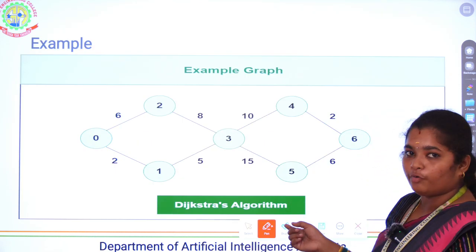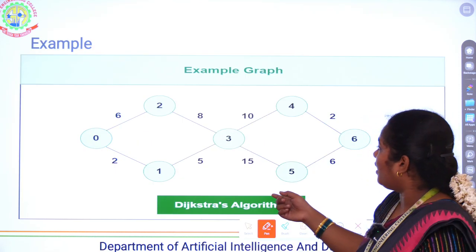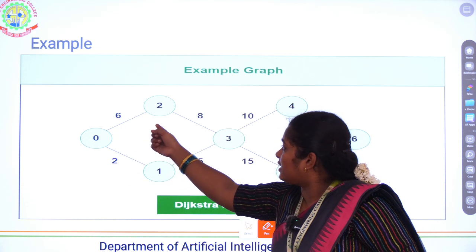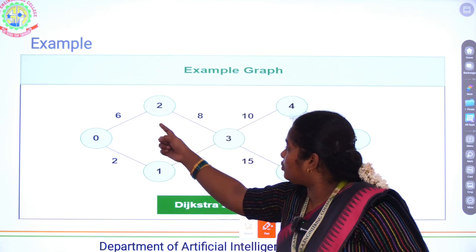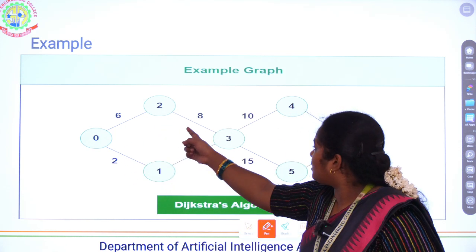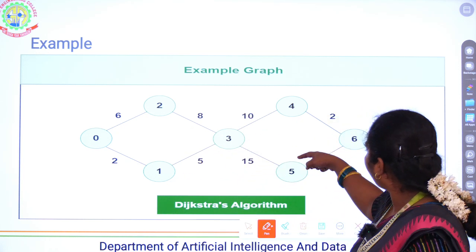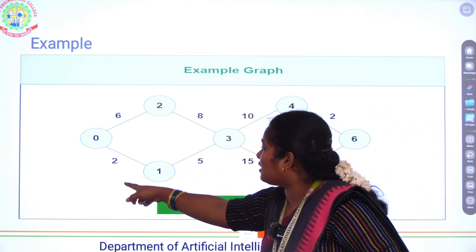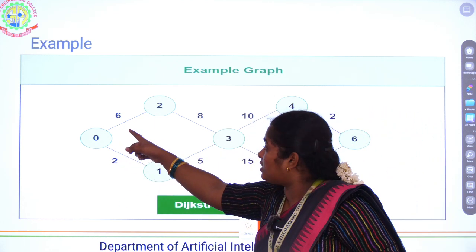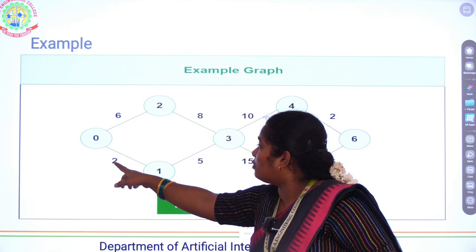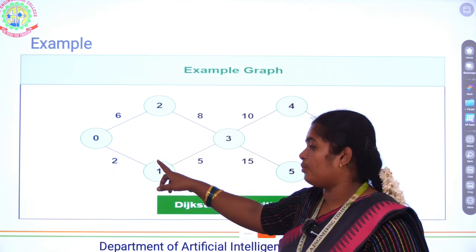This is the example for the Dijkstra algorithm, where it has the node vertices where 0 travels to 2 and 1, 2 travels to 3 and 1 travels to 3, where 3 travels next to 4, 5 and 6. These are the weighted graphs. This graph is called a weighted graph, where the nodes and vertices are connected with weighted values.